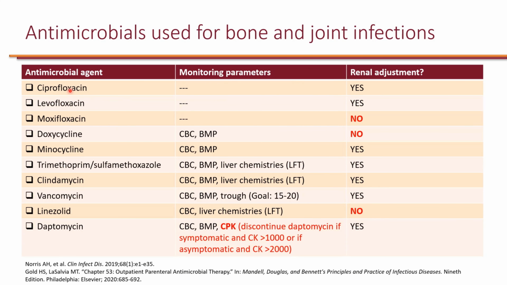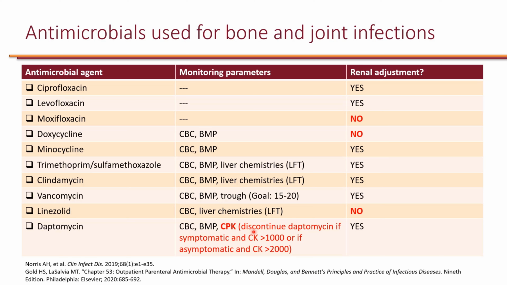Now, on this list, every agent is available as oral formulation with the exception of vancomycin and daptomycin. So vancomycin and daptomycin must be given as IV for the treatment of bone and joint infections. Again, for most of these agents, IDSA recommends a weekly monitoring of CBC and BMP. And for some of them, you also need liver chemistries. And for vancomycin, it is also recommended to check a weekly vancomycin trough. And for daptomycin in particular, it is recommended to check a CK, or creatine phosphokinase, weekly.